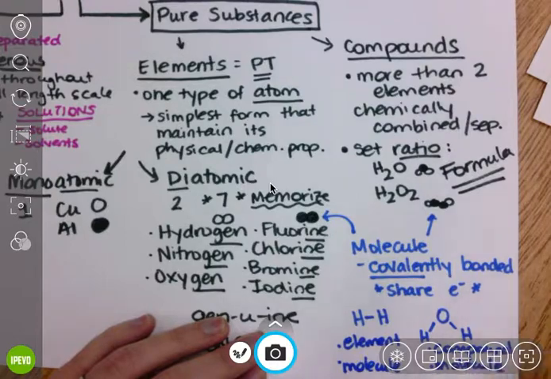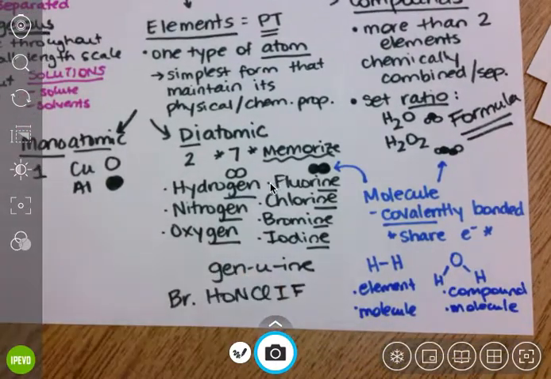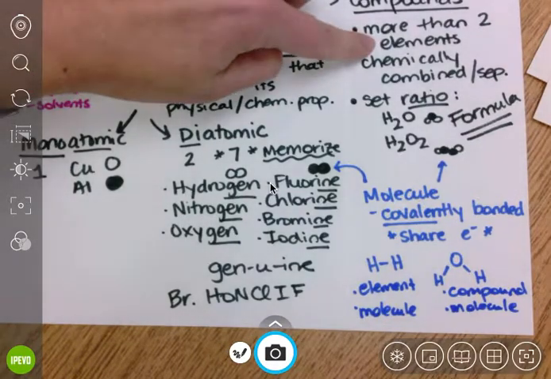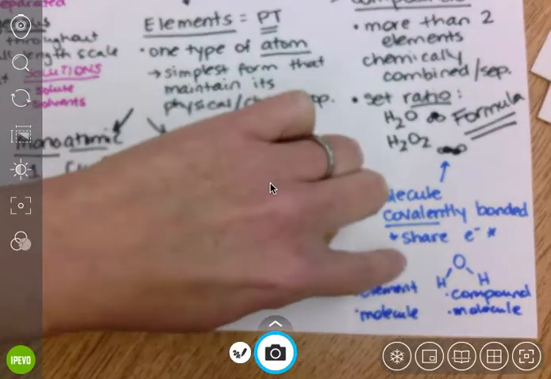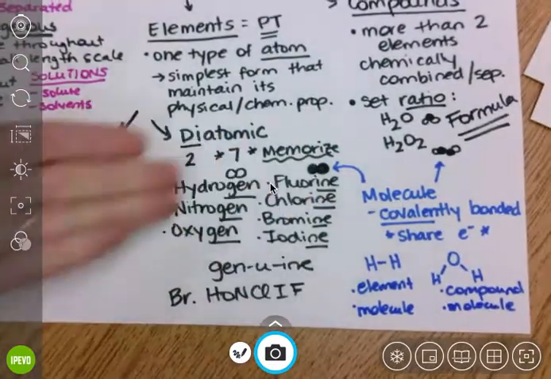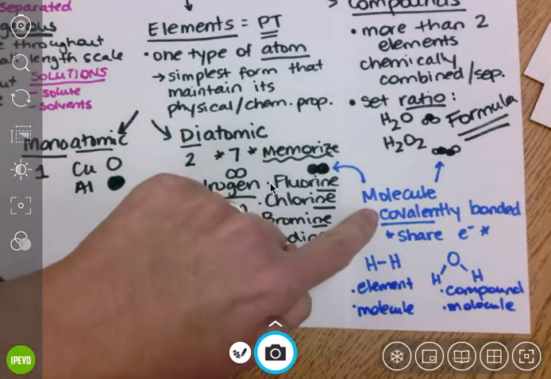And so be careful with this word molecule because it can mean anything that is covalently bonded. If there are two or more elements that are chemically bonded, then we call that a compound. And if it's the element bonded to itself, then if it's one of these 7 diatomic elements, that can also be called a diatomic molecule.